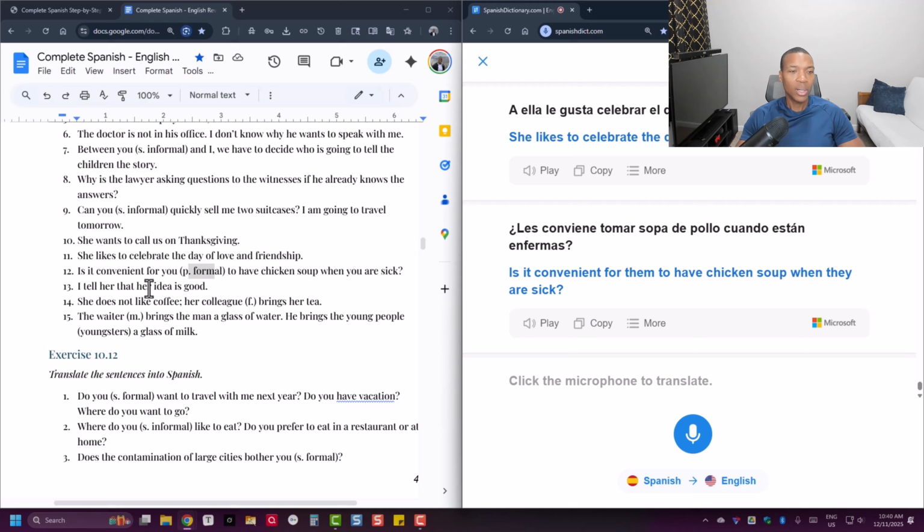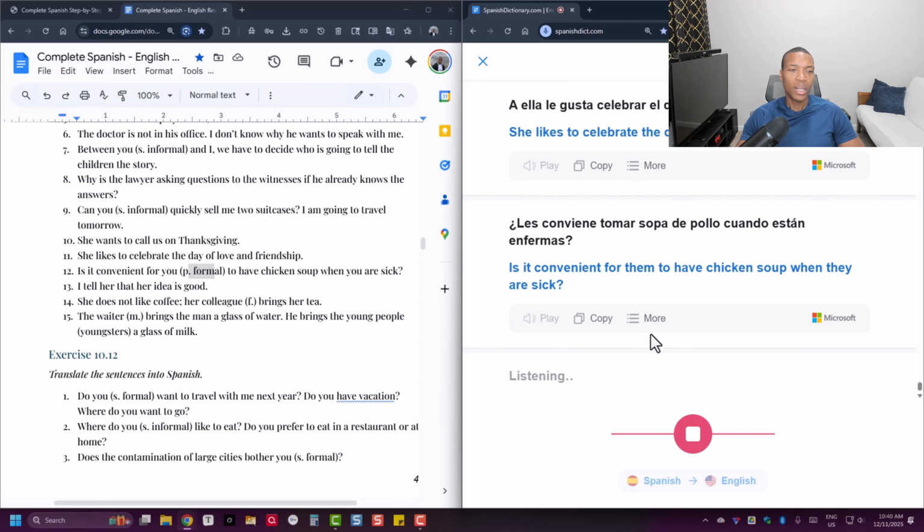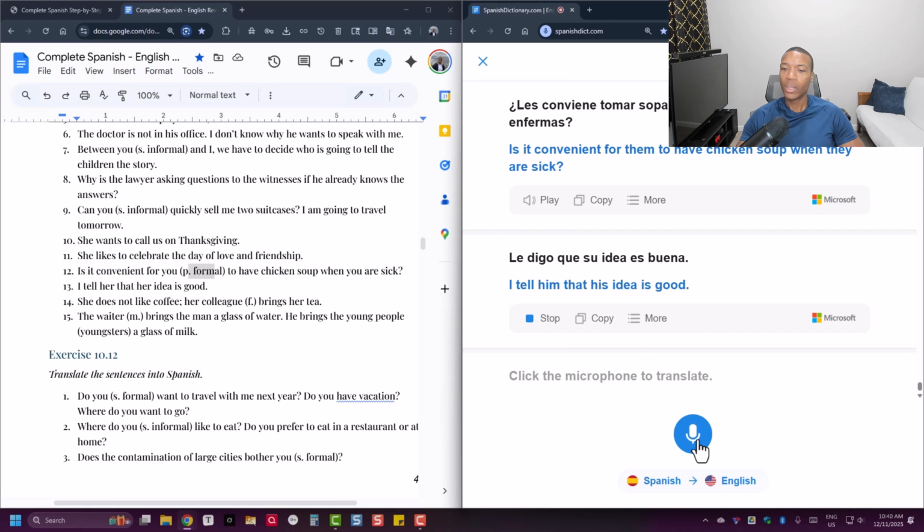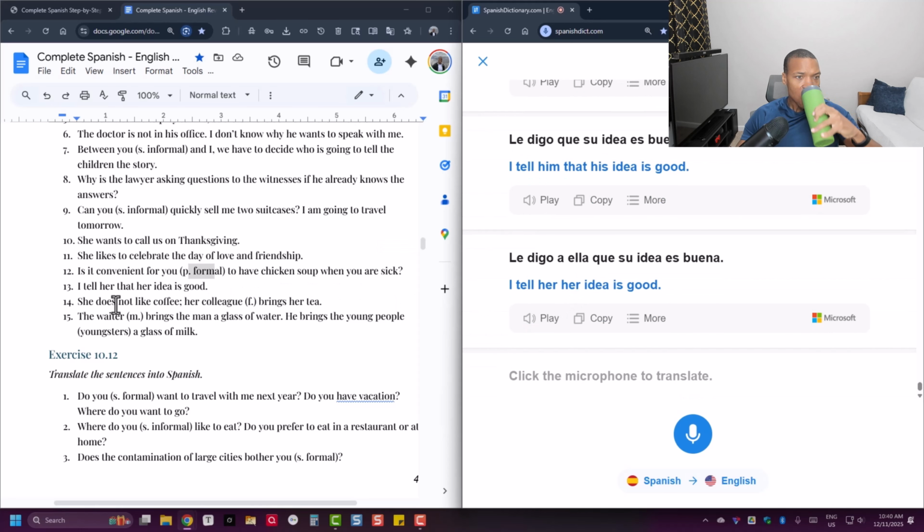I tell her that her idea is good. Le digo que su idea es buena. I tell him that his idea is good. Same thing here is ambiguous, so you have to say her. Le digo a ella que su idea es buena. I tell her her idea is good.